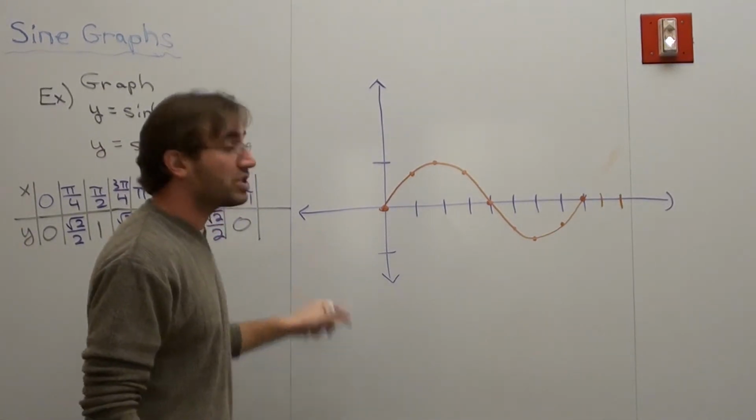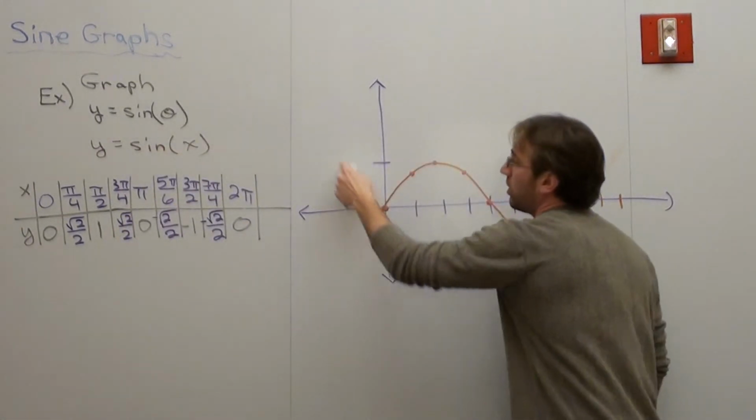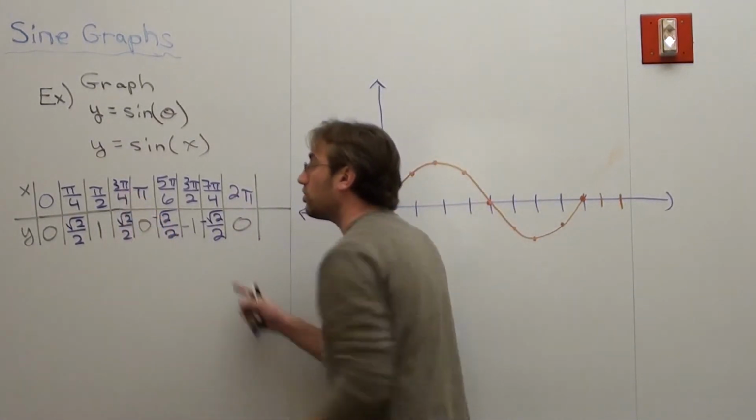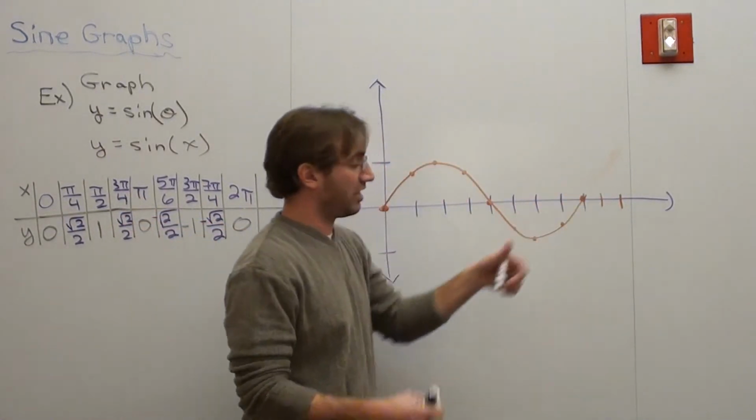If you go backwards, it'll do the same thing. It won't go like this, it'll go like this. Like that. And it'll go on forever that way, and it'll go on forever that way.